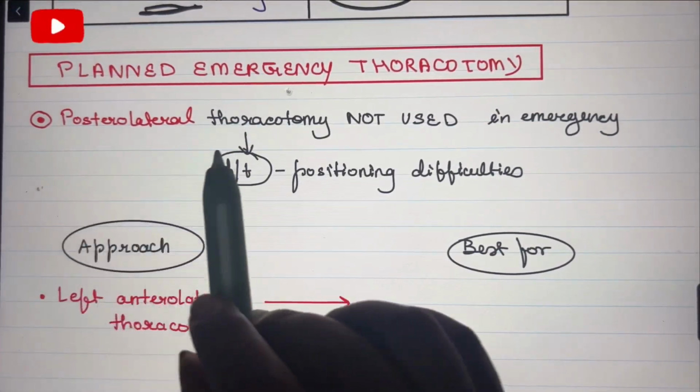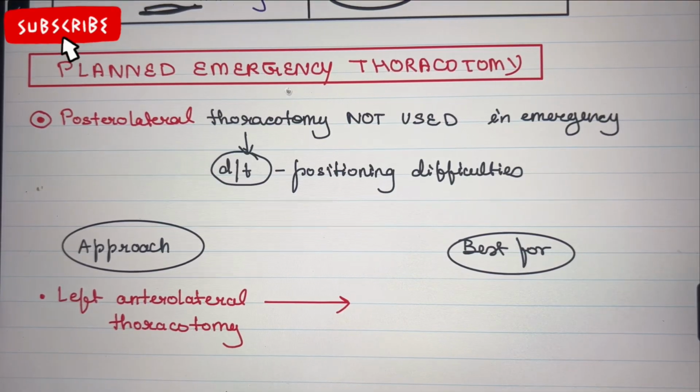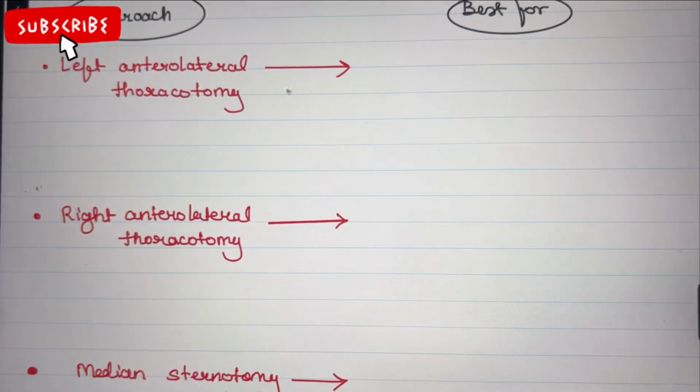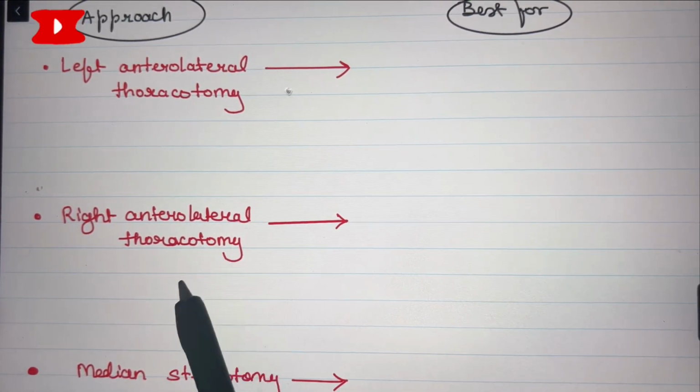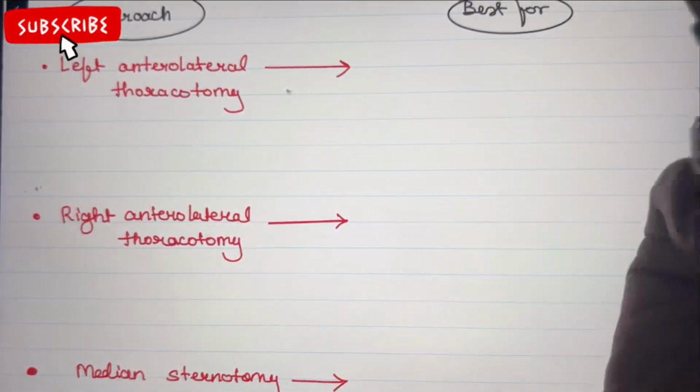Now, planned emergency thoracotomy. Generally, posterolateral thoracotomy is not used in emergency because it is difficult to position the patient. Therefore, we use either of 3 things: left anterolateral thoracotomy, or right anterolateral thoracotomy, or median sternotomy. It depends on where the injury is.